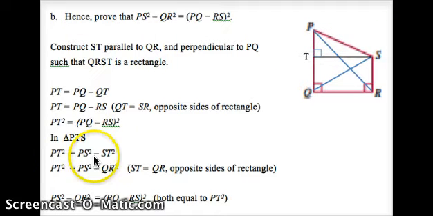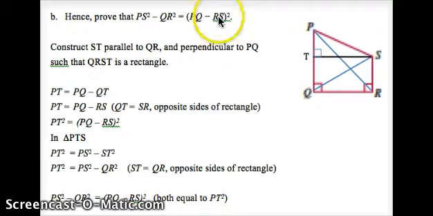Now I've chosen to do it like that because I'm trying to come up with this expression PS squared minus QR squared. So I'm doing PS squared minus ST squared first, and then I'm going to replace the ST with the QR. So on the next line I can say, well, PT squared is PS squared minus QR squared because ST equals QR and that they are opposite sides of a rectangle. Hence, I have an expression here, like we're trying to come up with PS squared minus QR squared. I've got that expression there. So PS squared minus QR squared we know is PT squared.